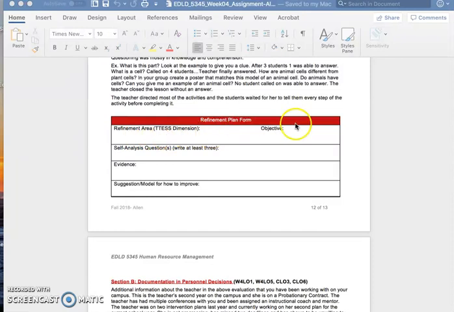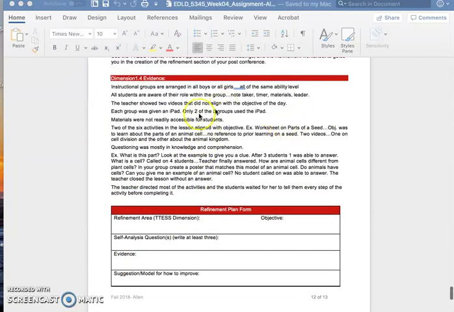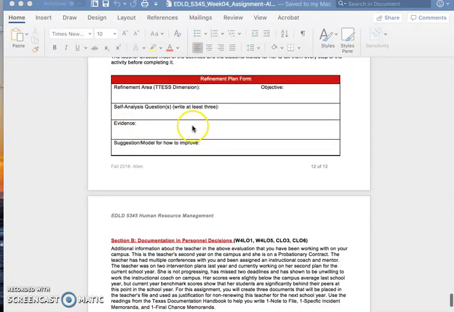So what do they need to work on? What do they need to be able to do after they finish this post-conference plan? Three questions. What three questions are you going to ask this teacher to get them to reflect on their practices in this area of refinement to make it better? Evidence. Go back up here, pick out the evidence you have, put it here.